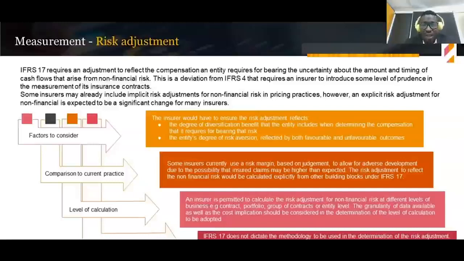Also, insurers are allowed to calculate the level of calculation at different levels. It could be at a contract, a portfolio, or a group of contracts level. Any of these could be considered for the calculation of your risk adjustment.